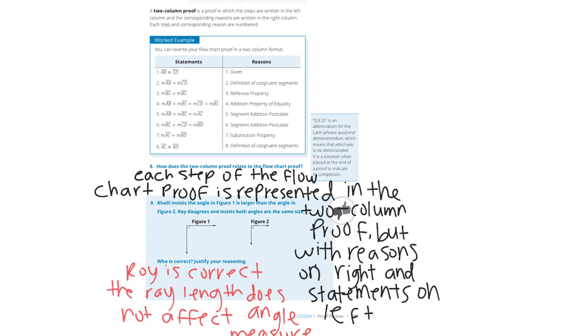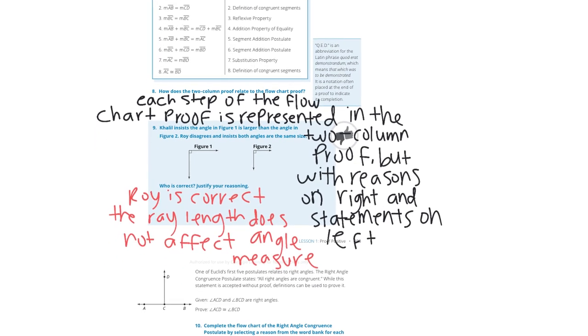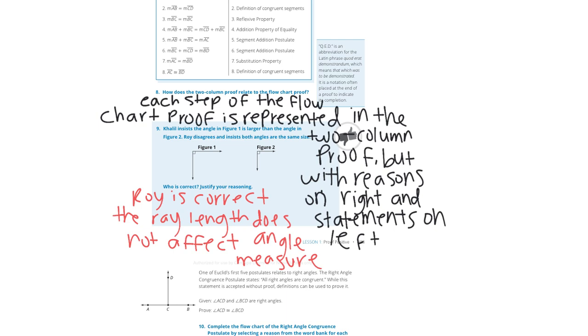So a two-column proof is a proof in which the steps are written in the left column and the corresponding reasons are written in the right column. This is very similar to a flow chart. The flow chart still has the same steps, but it's not as organized. Okay, so number 8, how does the two-column proof relate to the flowchart proof? Each step of the flowchart proof is represented in a two-column proof, but with reasons on the right and statements on the left. Also, if you ever see QED, that basically means that's the completion of your proof.